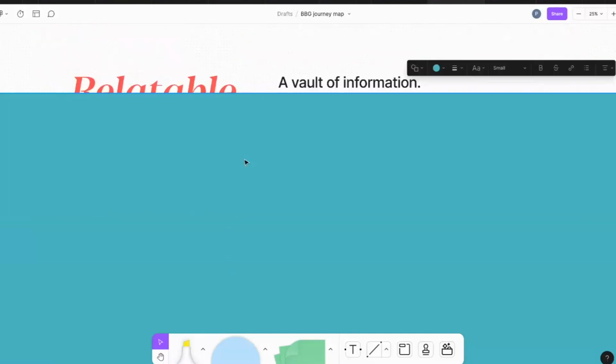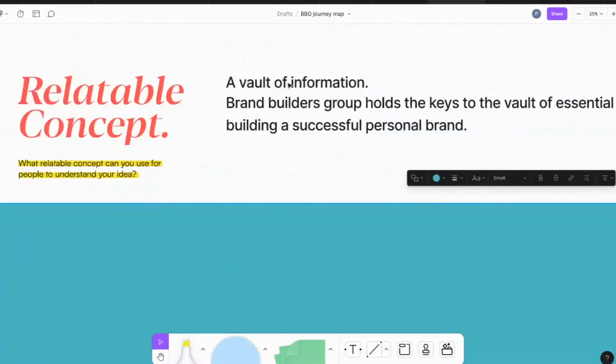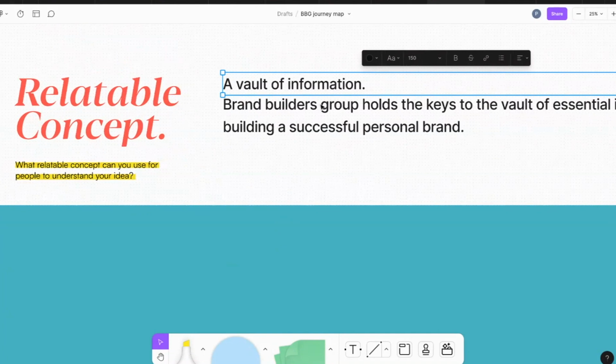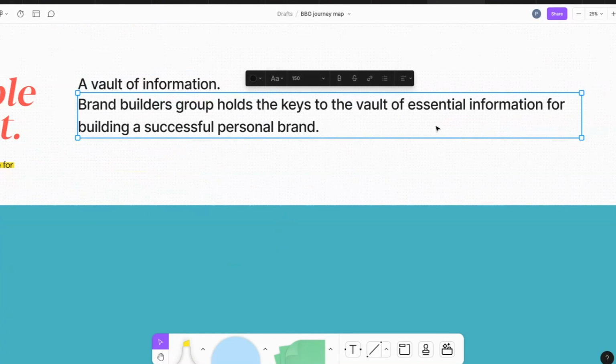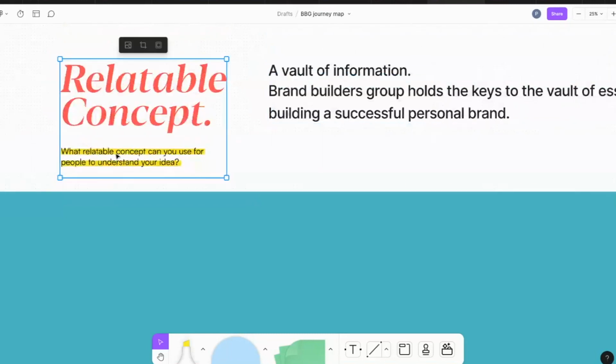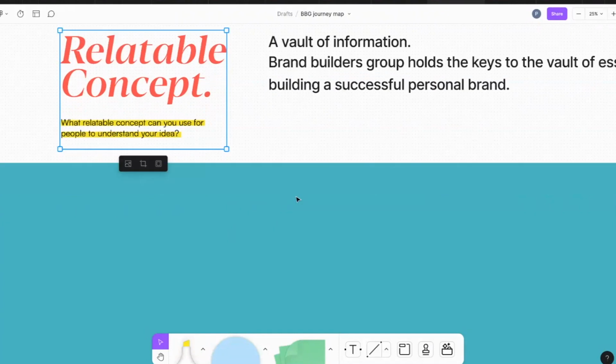The R is a relatable concept. Again, you come back to that vault analogy. Every time I want to do a chapter in this course, it's like I'm going into this vault. Brand Builders Group, they hold the key to this essential set of information that is important for me. So the question is, what relatable concept can you use for people to understand your idea? I'm using a vault in this case, but it could be another visual metaphor. Essentially what we're asking here, Jeremy, is what's the story? What is something people can easily relate to? All right, let's go to the A, aesthetic.